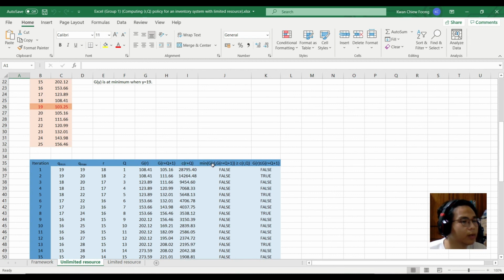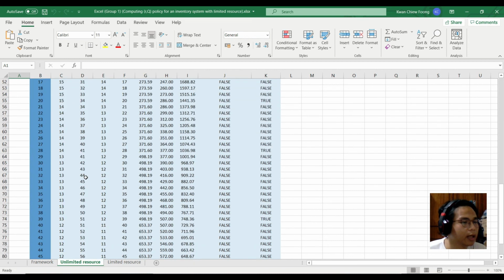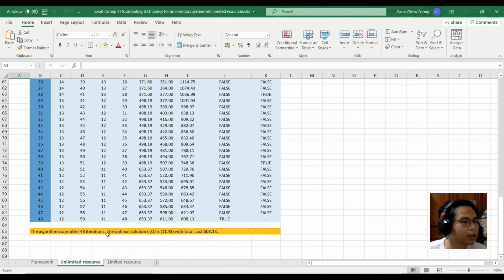Then we check the condition whether the minimum of g(r) and g(r plus q plus 1) is greater than or equal to C(r, q). If false, then we need to do the next iteration. Also, if g(r) is less than or equal to g(r plus q plus 1), we subtract 1 from r min. Otherwise, we add 1 to q max. Since this is false, we add 1 to q max. Then we do the same for each iteration, and finally after 48 iterations, we obtain our optimal solution.